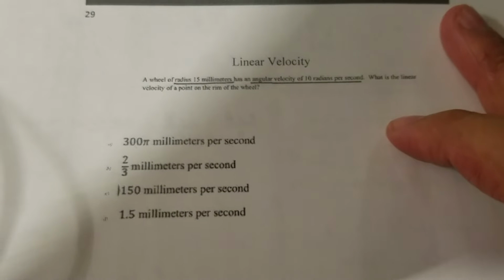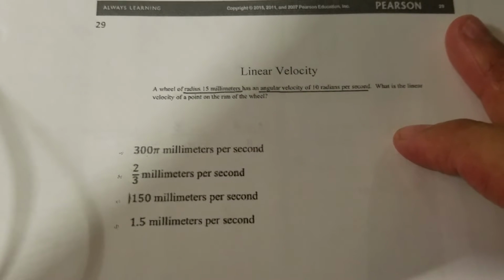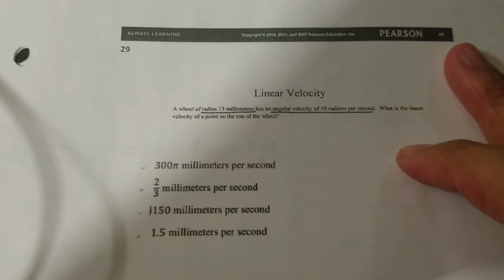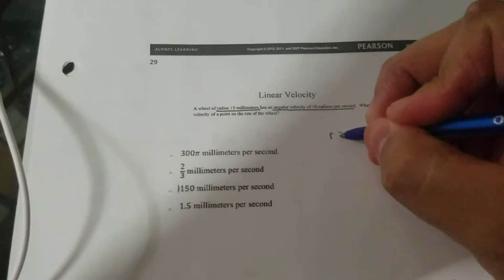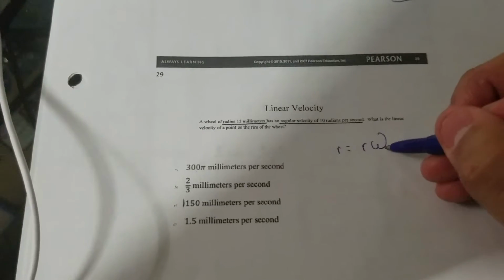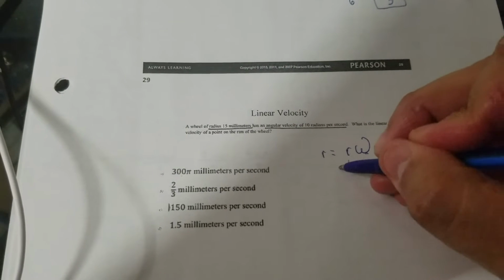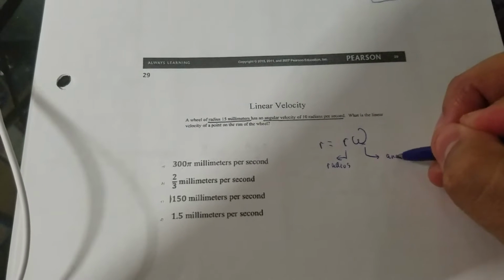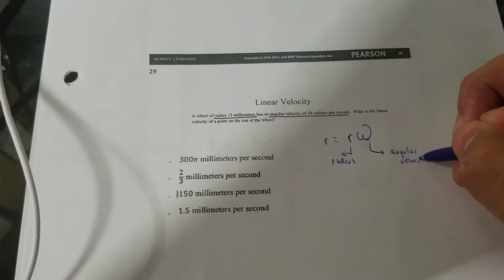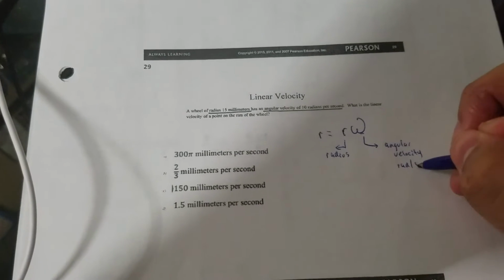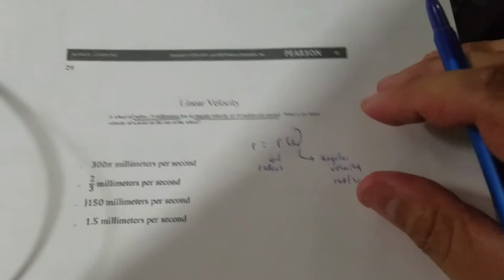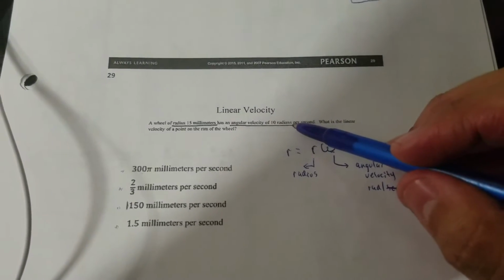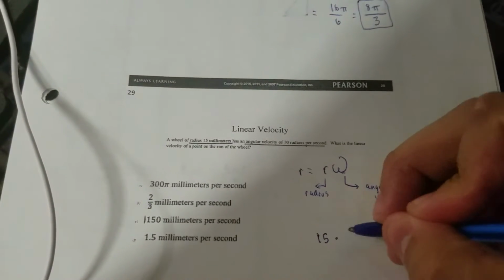Next problem: a wheel has a radius of 15 millimeters and an angular velocity of 10 radians per second. What is the linear velocity on the wheel? This equation is just the radius multiplied by what we call the angular velocity. One important thing, this has to be in radians per second, or radians per some unit of time. It doesn't have to be per second, but it has to be in radians, which luckily it's already in. So here, just multiply 15 times 10.